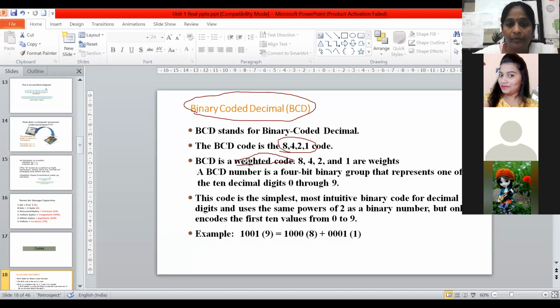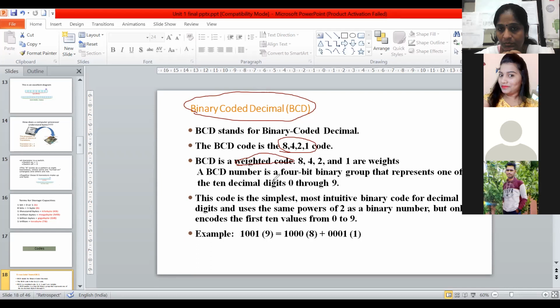What do you mean by weighted and unweighted? Anyone knows this? Weighted code, non-weighted code. Do you have any idea? No, ma'am. Okay, I will explain weighted code and unweighted code. Before that, I will explain the meaning of the word weighted. I'll give an example.